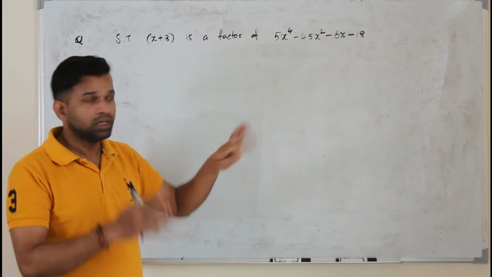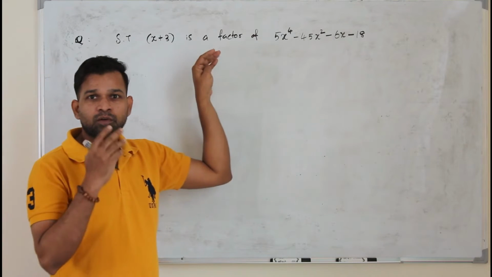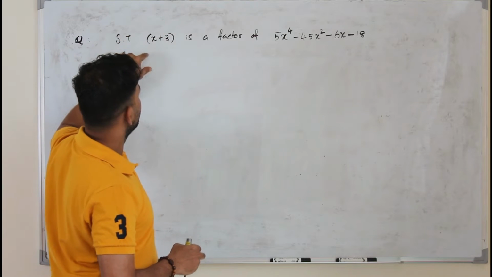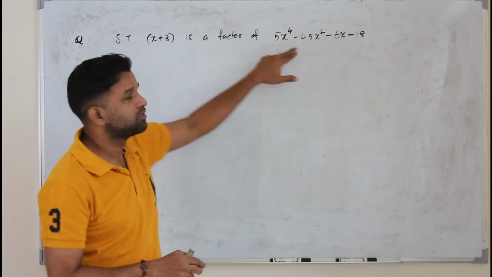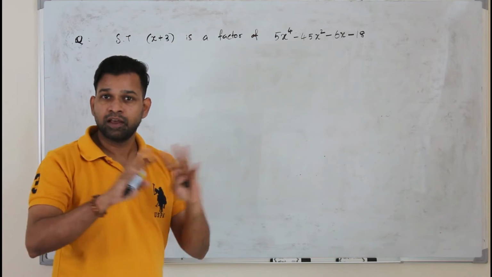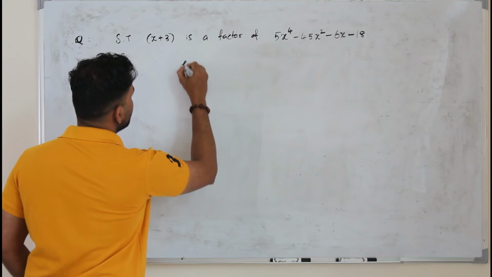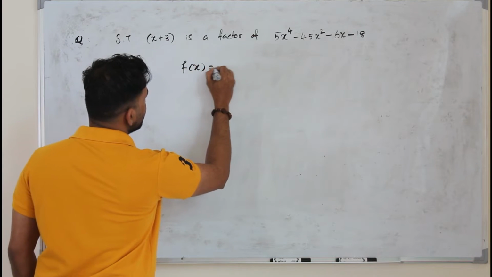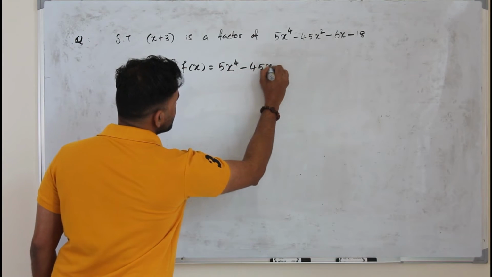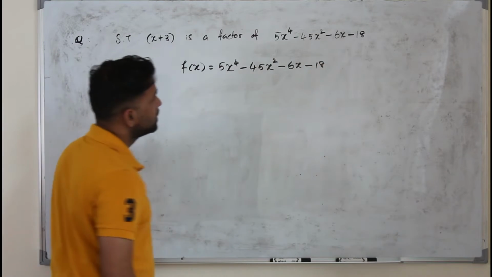You need to prove that it's a factor. But mostly you will have questions like, use factor theorem to show that x plus 3 is a factor of this. When they say use factor theorem, don't ever apply long division method. We are going to use the factor theorem. Take the function as f of x. F of x is 5x to the power 4 minus 45x square minus 6x minus 80.